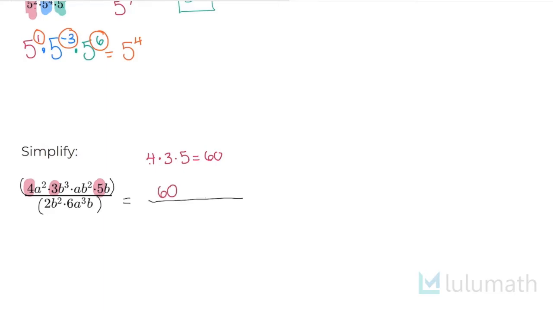So I have a coefficient of 60. Then I'll look at my a values. I've got a to the power of 2, a to the power of an invisible 1, and that's all I see for a values. So that means that here I will have a to the power of 2 plus 1, which is 3.